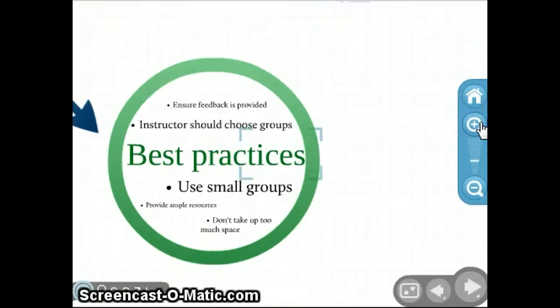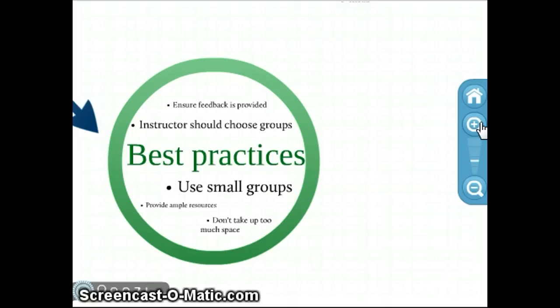Let's talk a bit about the best practices for using problem-based learning. For one thing, the instructors should choose the groups. This helps make sure that everyone in the class gets comfortable with everyone else, and you can have a good mixture of people working together. People don't just gravitate to their friends that way, and the instructor can mix up different abilities, skills, level of comfort speaking English, and so on and so forth.